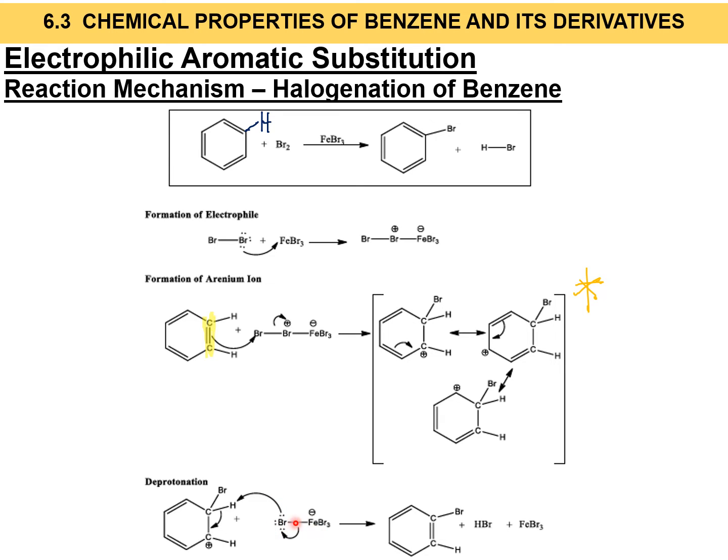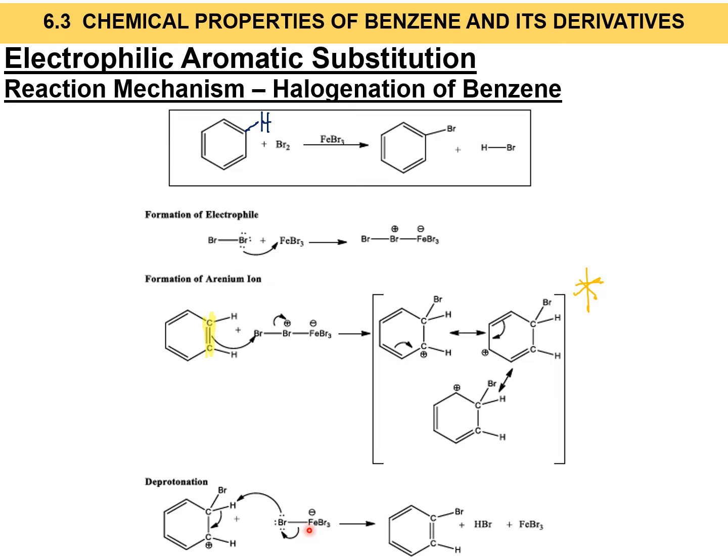Lepas tu jarak ada bond ni FeBr3 minus. So what happen here is dia nak form side product HBr. Okay, lepas tu kita nak form kembali acid catalyst FeBr3, because catalyst memang kita takkan use up in the reaction. At the end you have to form again the acid catalyst. So how can you do that?